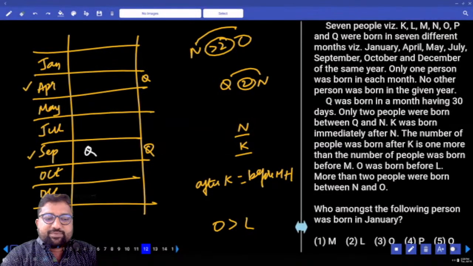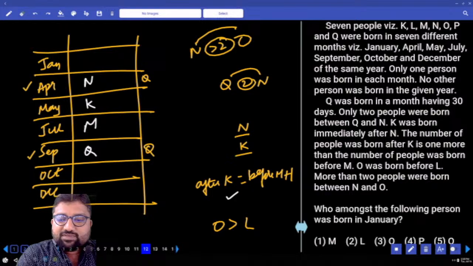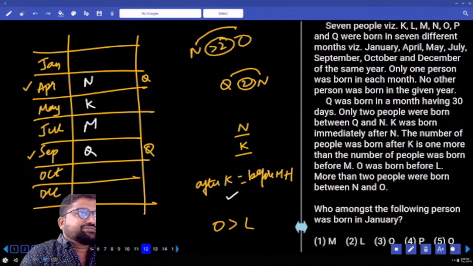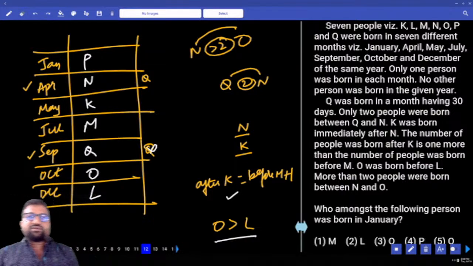First case, Q. How many people between Q and N? 2 people. And this is K. Whenever you fix K, you have to fix M. How many after K? 1, 2, 3, 4. Value of K is 4. Before M, 3. Next entity: more than 2 people between N and O. You have to start from 3. If I go for 3, this is O and O is followed by L. Done. And who is left out? P. Done. Lucky. You got the answer in first possibility. Otherwise, you would have gone for Q in April. Understood?